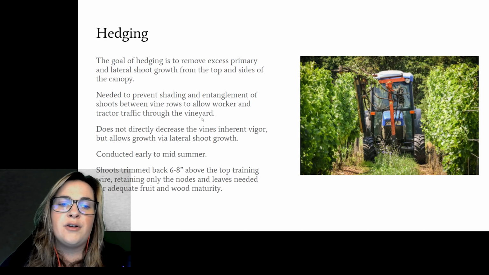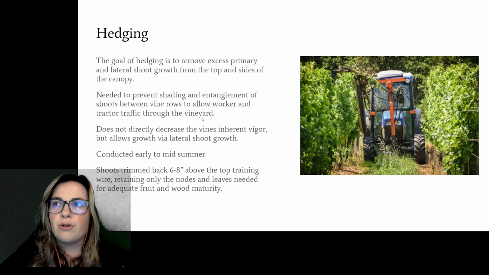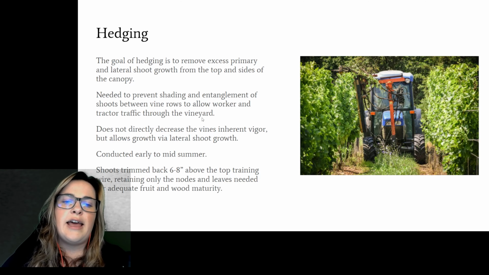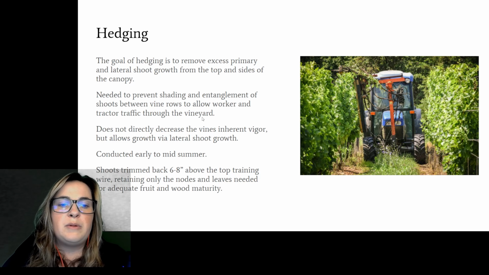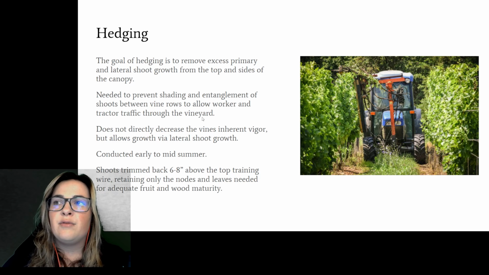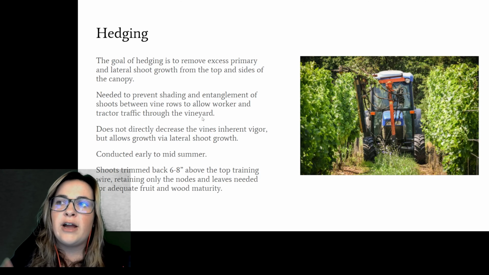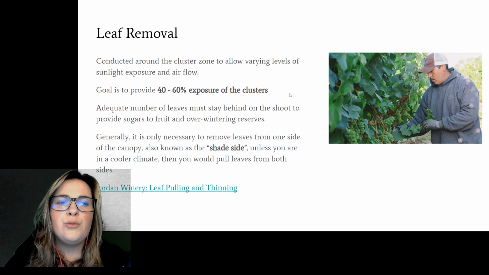Hedging is typically done early to midsummer, once the vines have fully fleshed out their growth, and then it's a trim back after that. It's a haircut. The shoots are typically trimmed back 6 to 8 inches above the top training wire, retaining only the nodes and leaves needed for adequate fruit and wood maturity. So that'll help.